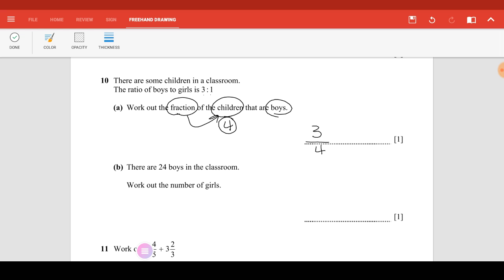Okay, there are 24 boys in the classroom. Work out the number of girls. 3 to 1. Boys are 24, so girls will be 8 by cross multiplication.